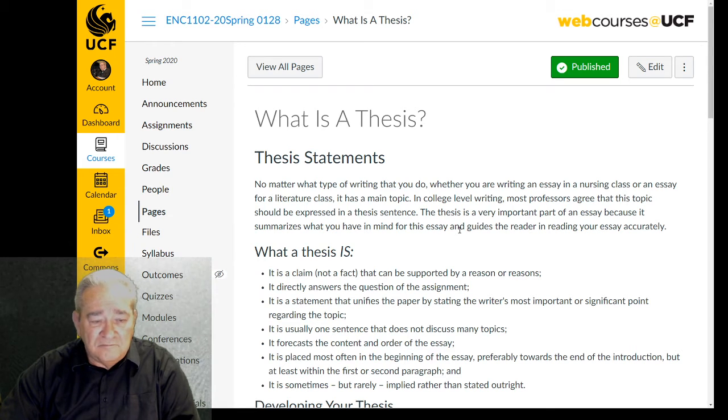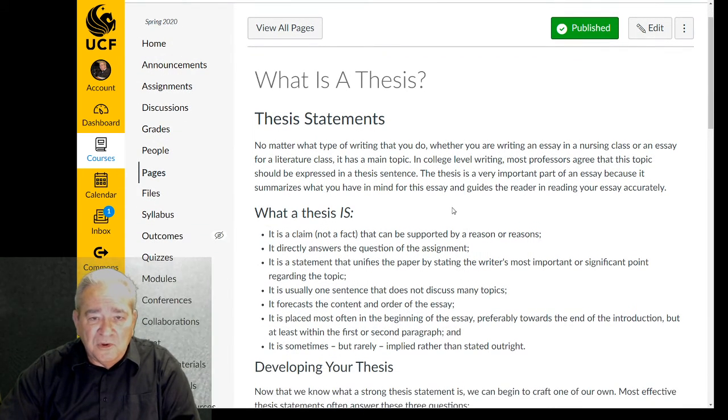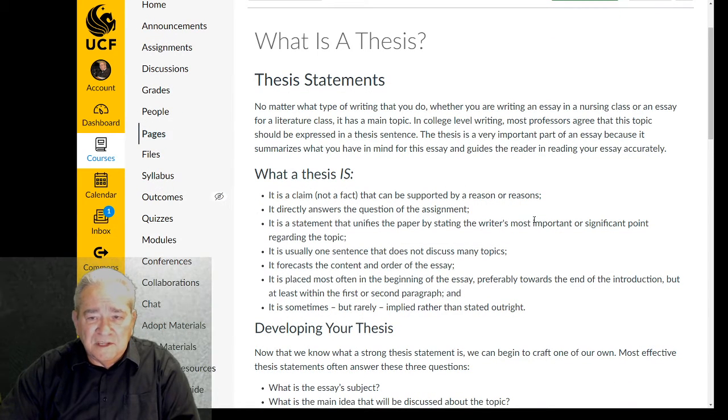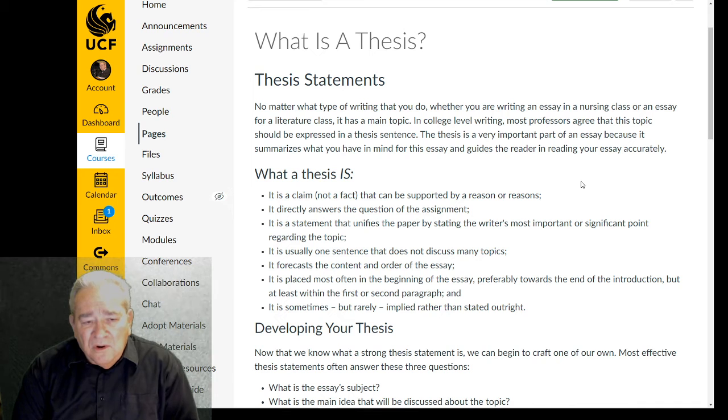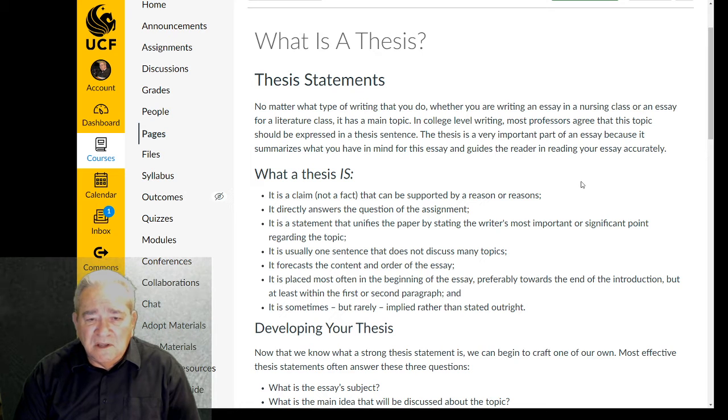Again, this is old hat. We've already covered it in this class, and we'll cover it again, but maybe there'll be a few extra things in here that you might not have caught before. Number one, in an argument, it is a claim, not a fact, that can be supported by a reason or reasons. So your opinion or your claim, you're basically saying to your audience, this is what I intend to prove.